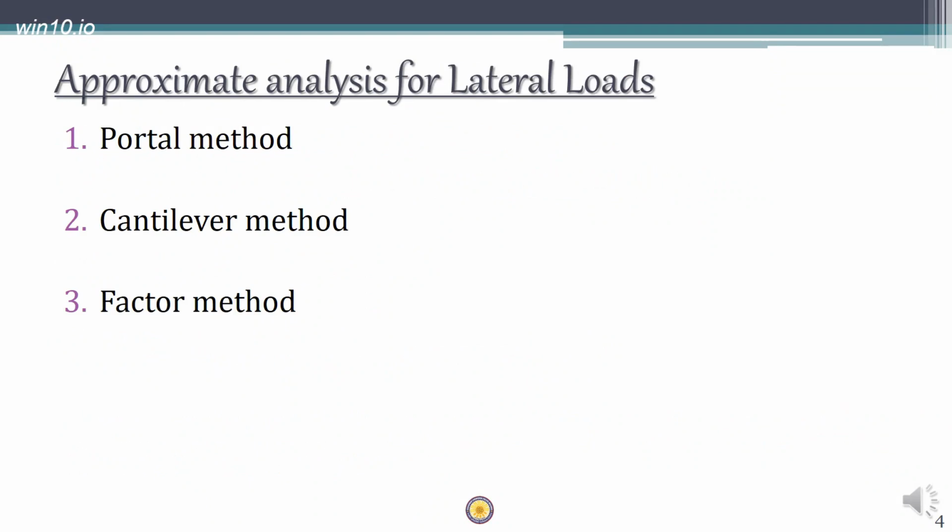Where do lateral loads come into a frame? The major contributors of lateral loads in a building frame are wind and earthquake, and it is quite certain that wind and earthquake loads are very critical loads when we are designing multi-story structures. The commonly available approximate analysis methods for analyzing frames with lateral loads are the Portal method, cantilever method, and factor method. Today we'll see in detail about the Portal method.